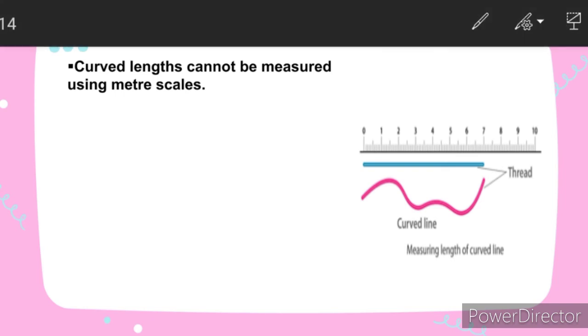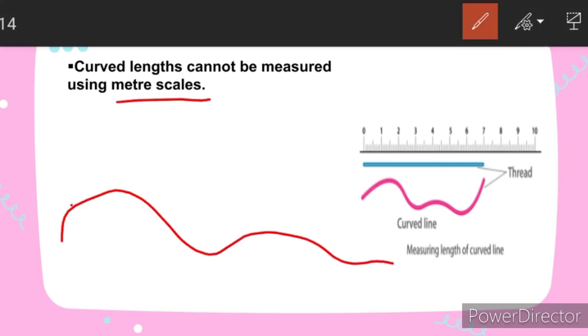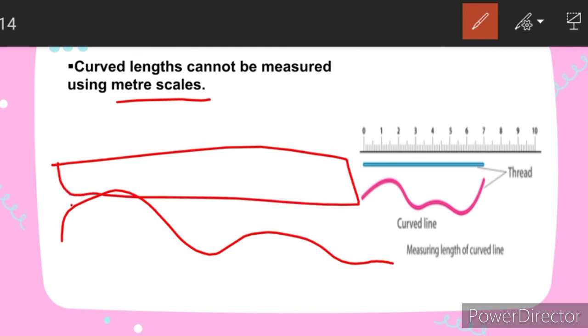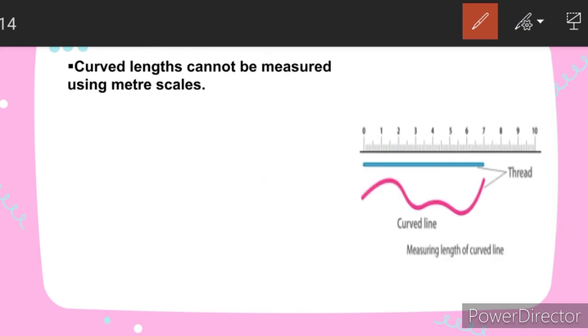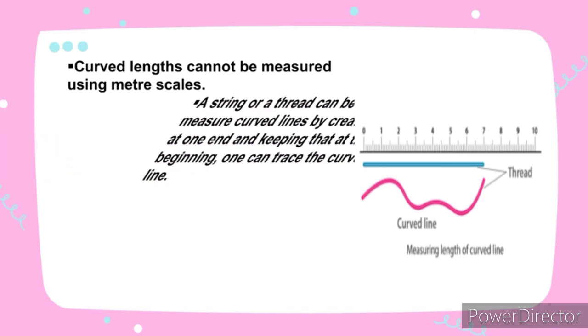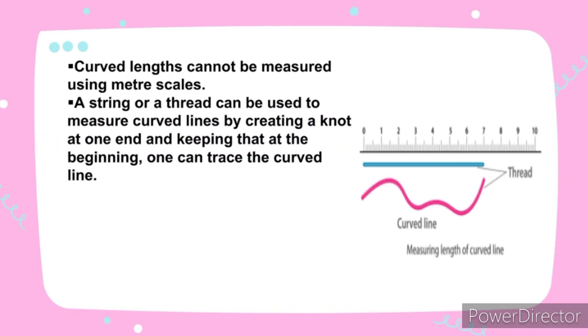Curved lines cannot be measured using a meter scale, because if there is a curved line and you are measuring it using a scale, then this curved line will be like this, and if till here it is coming 10 centimeter, this is not how much the curved line is, so this will be totally incorrect. So please do not make this type of mistake.